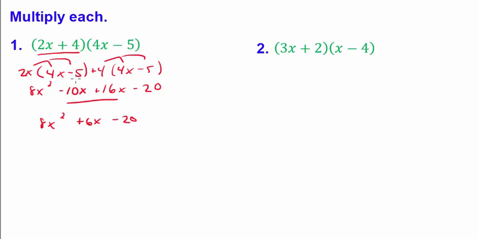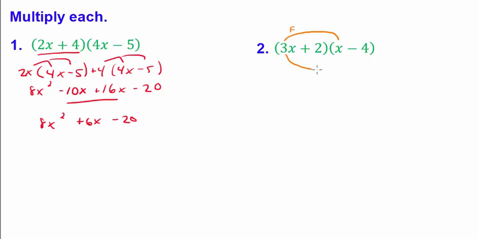For the second problem, I'm going to use what's called the FOIL method. The FOIL method really is the result of someone noticing a pattern when they were using the distributive property like I did in number 1. So it would be the first two terms in each binomial, so that would be your F. You're going to multiply the 3x times the x.